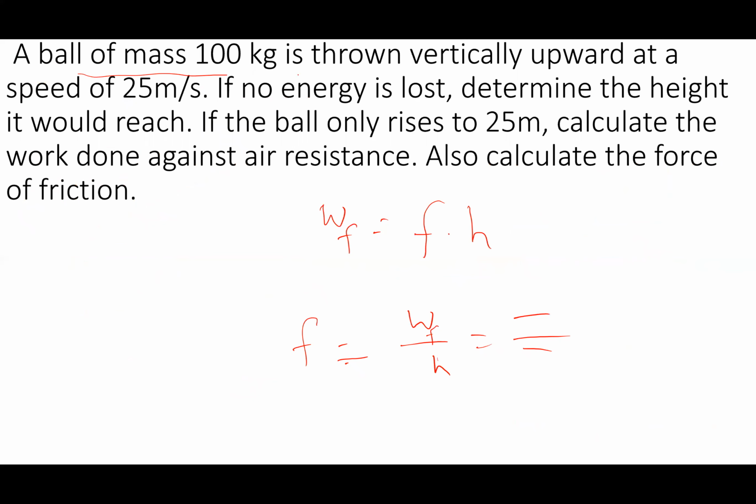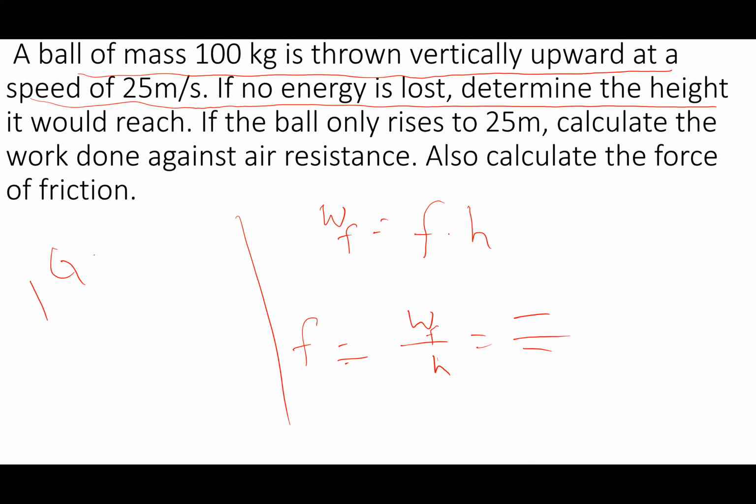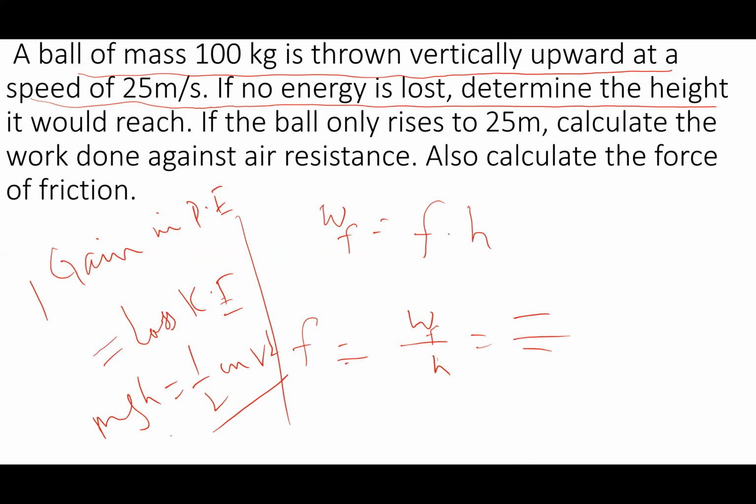Now a ball of mass 100 kg is thrown vertically upward at a speed of 25 meters per second. If no energy is lost, determine the height. So you will use gain in potential energy. Gain in potential energy is equal to loss in kinetic energy. You will find mgh is equal to half mv squared. You will find the velocity through this equation.